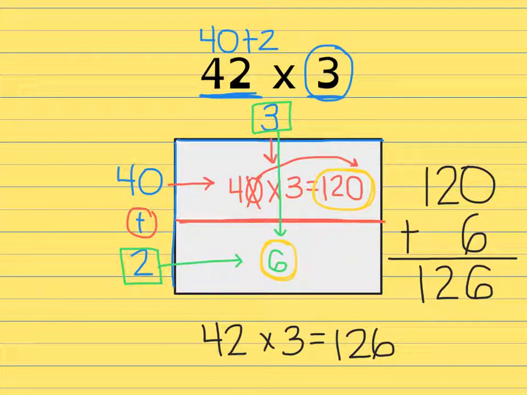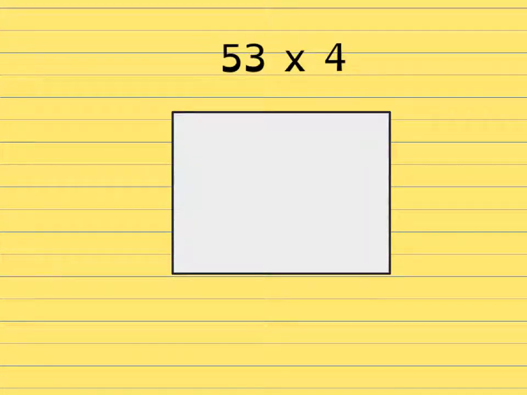Now that you've had two examples using the rectangle method to multiply larger numbers, if you feel confident that you know how to do this method, you can practice on your own. If you still feel a little shaky, keep listening for the third example. Our final example of the rectangle method today is 53 times 4. Because 4 is a single-digit number, I don't need to expand it out. But 53 is 2 digits, so I'm going to expand it into 50 plus 3.